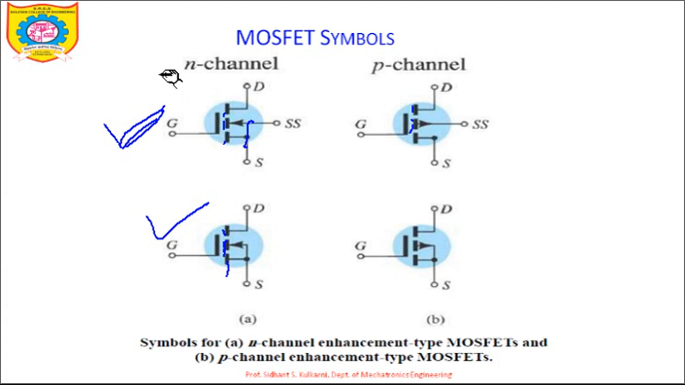So once again, one more assignment: you just compare the symbols of N channel enhancement type MOSFET and N channel depletion type MOSFET, P channel enhancement type MOSFET and P channel depletion type MOSFET. You just go through it.